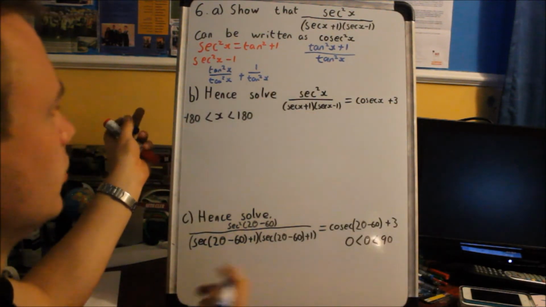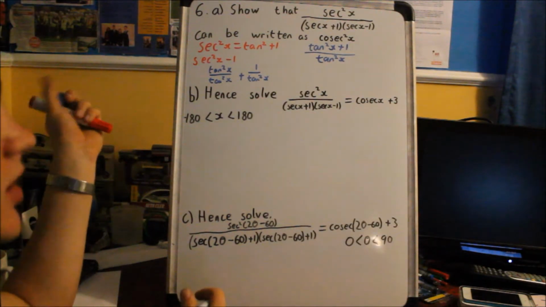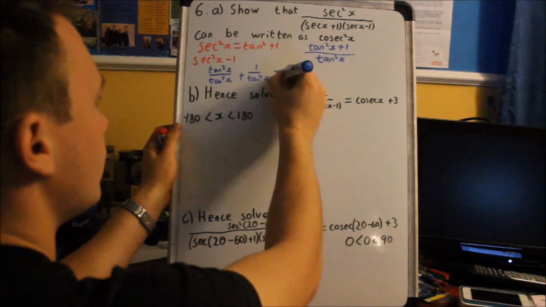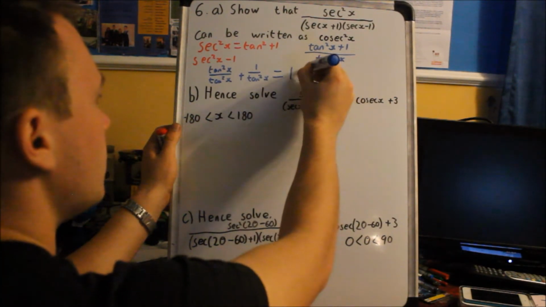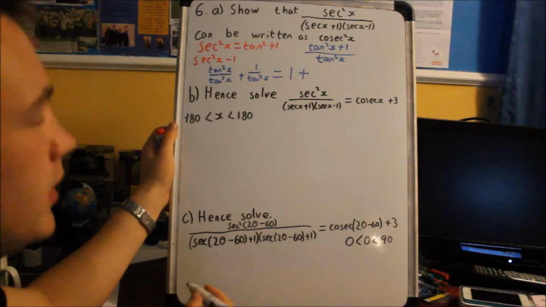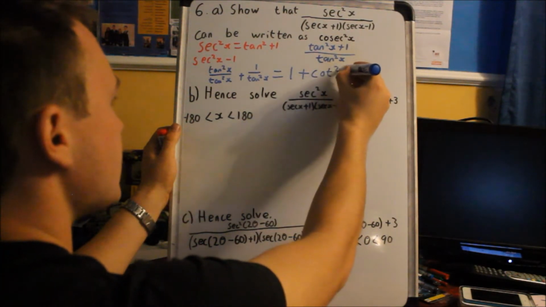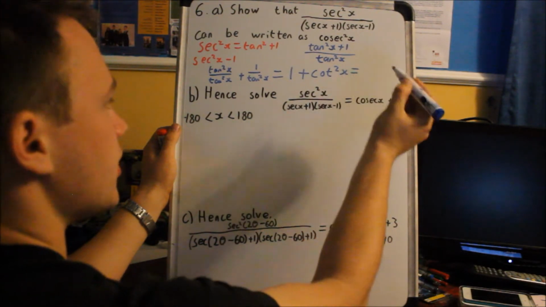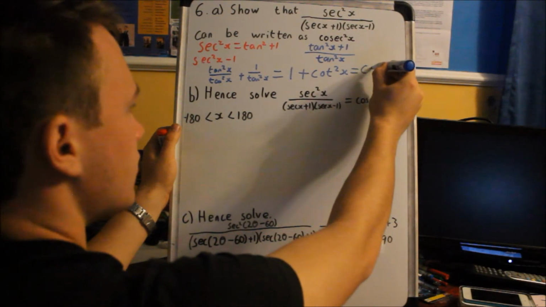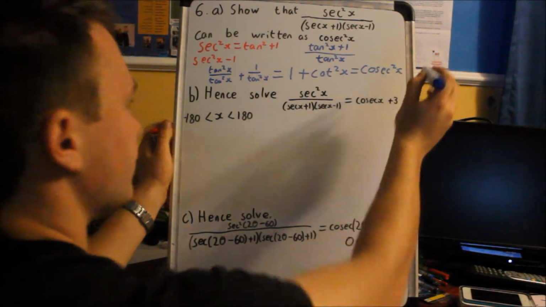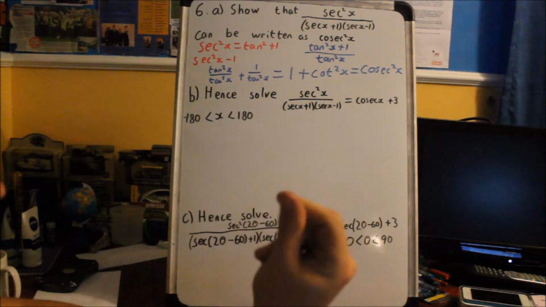That's just a rule we did probably back in year 9, that you can break up fractions in this way, because that equals 1 plus, and 1 over tan squared x is cot squared x. And there's another rule, that 1 plus cot squared x equals cosec squared x. Okay, so that can be really difficult to notice. Not many people notice it like that.